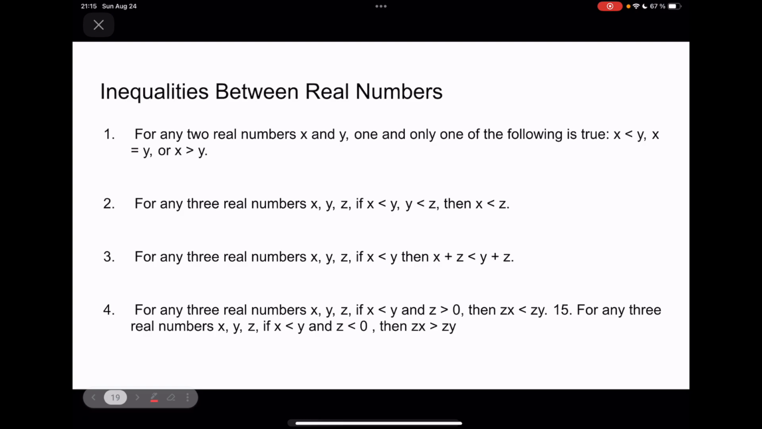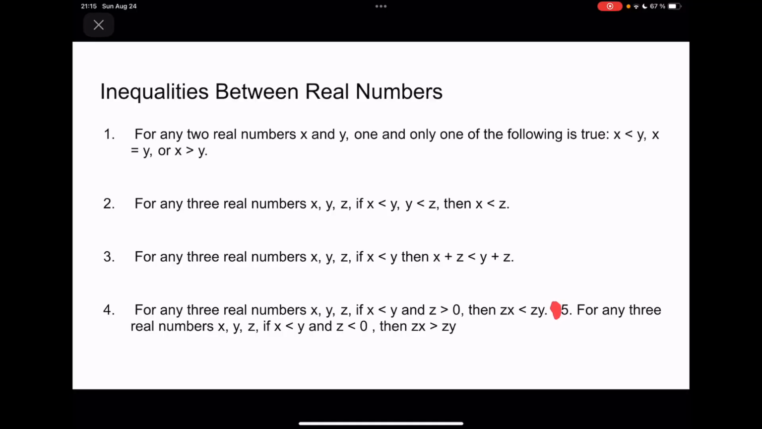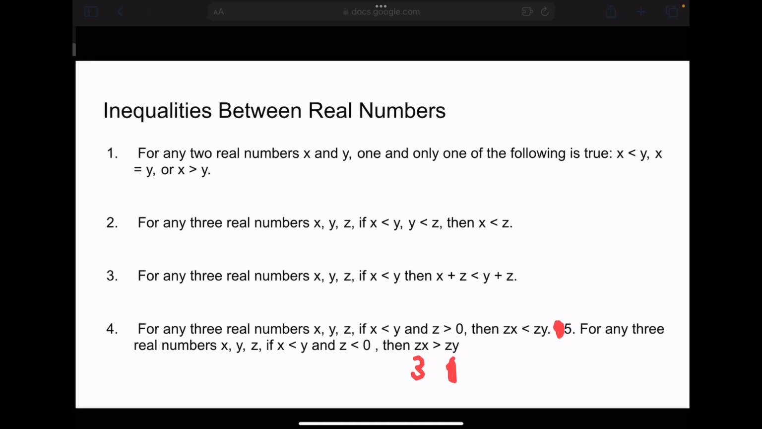Again, I just didn't check this. For any three real numbers, x, y, z, if x is less than y and z is less than 0. That does not say z is greater than 0, that says z is less than 0. I'm just stupid. This is literally the same thing, but opposite. If this was 1, 3 times 1 would be 3. If this was 2, 3 times 2 would be 6.